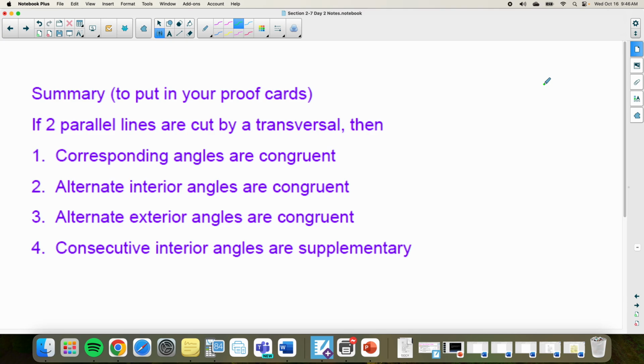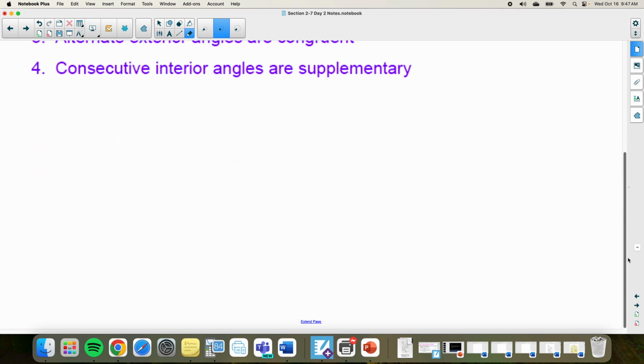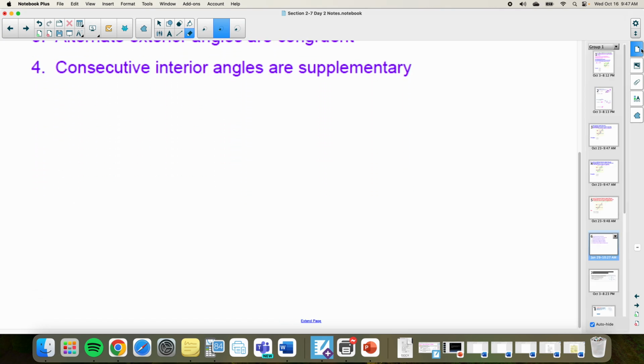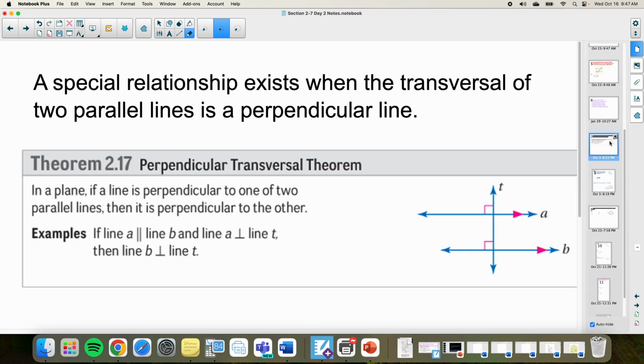Oh, perfect. So if you have two parallel lines cut by a transversal, your corresponding angles are congruent, your alternate interior angles are congruent, your alternate exterior are congruent, but your consecutive interior are supplementary, okay? All right, so now let's go to our next page here.